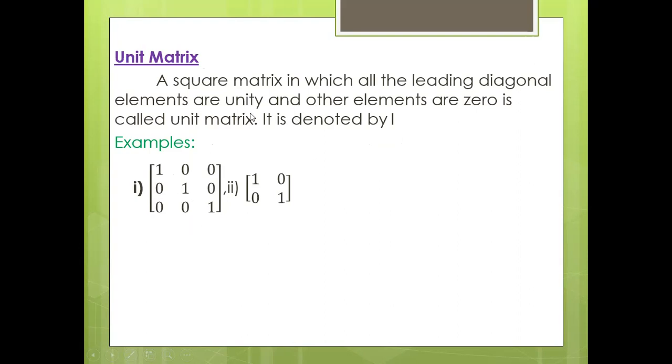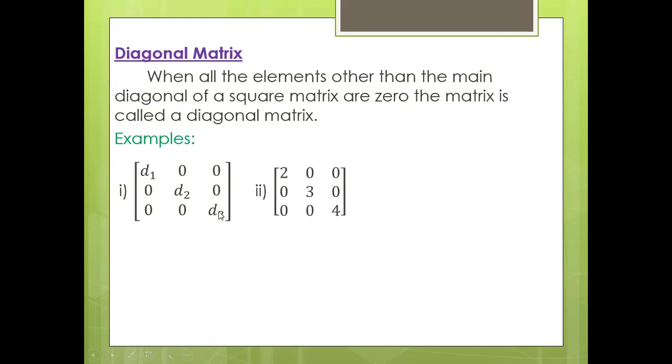A unit matrix is a square matrix. Rows and columns are equal. This is 3 by 3. This is 2 by 2. In a square matrix, all the leading diagonal elements are unit. It is the leading diagonal, all the leading diagonal elements unit. It is denoted by I.